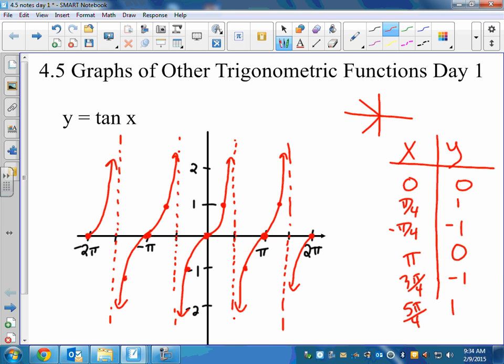So how many complete periods did I graph up here? Yeah, because I have 3 nice ones and then a half and a half joined together, right? Oh, how exciting.